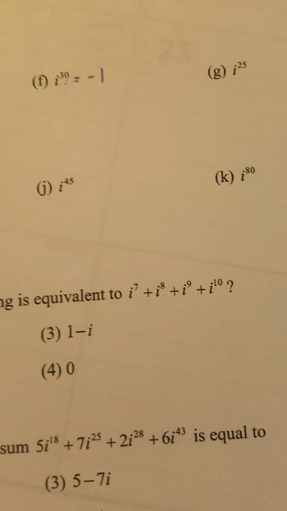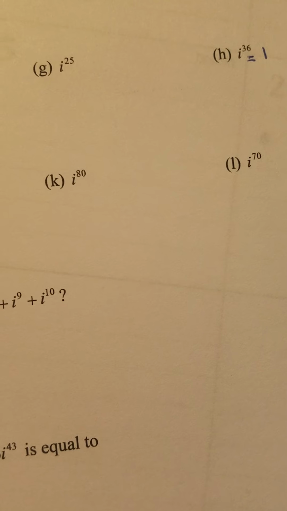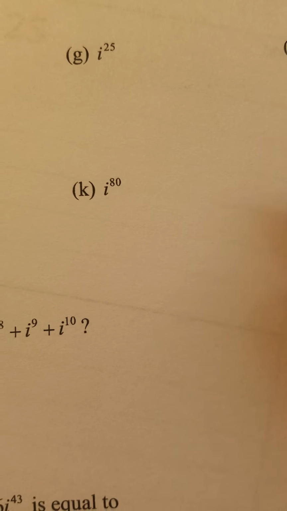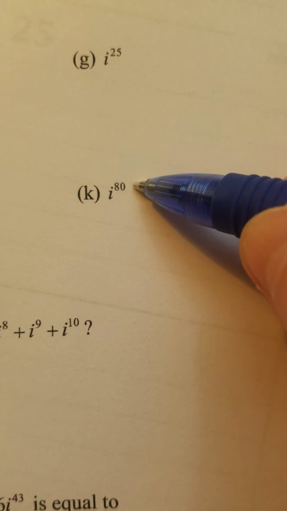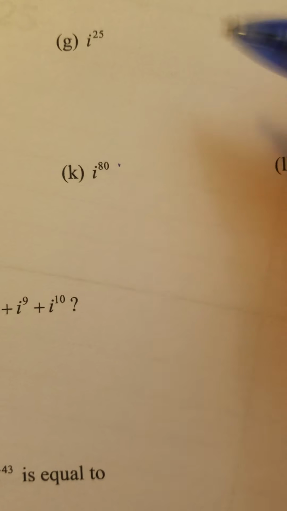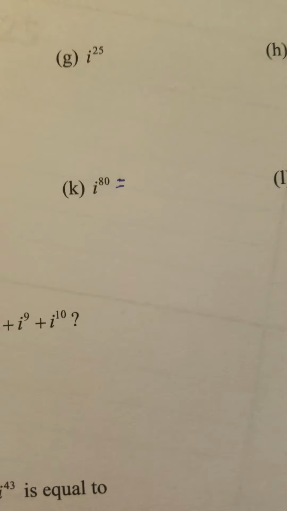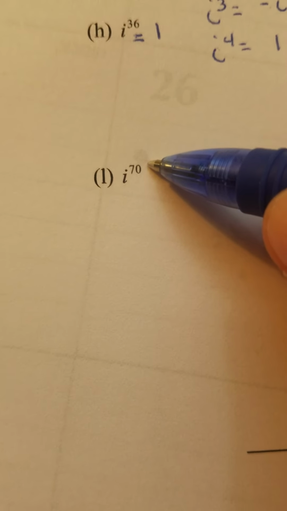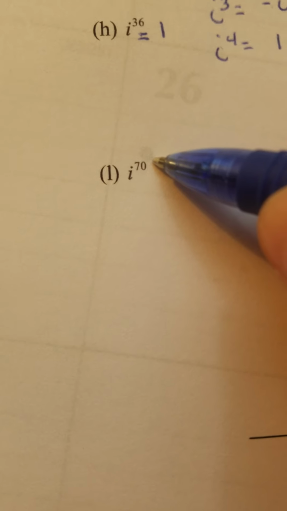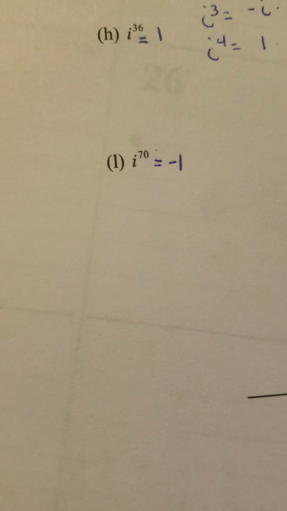I is odd, J is odd, K is even. 80 divided by 2 gives you 40, and then I can divide 40 by 2 again. So we said if it's divisible by 2 twice, you're going to get a positive 1. And the last one there, 70 divided by 2 is 35. 35 is not divisible by 2 again, so that's going to be the negative 1.